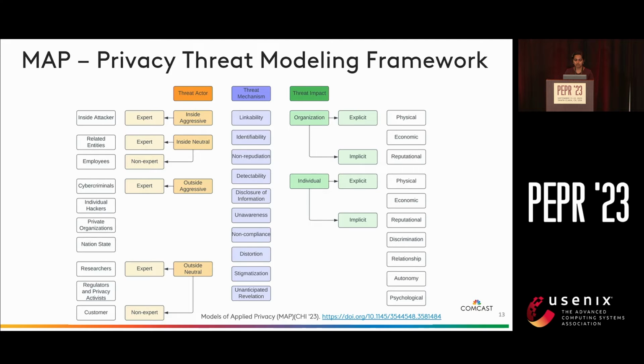So this is what the combined framework looks like. We take a combination of threat actor, mechanism, and impact to come up with a finding. For example, a related entity could have a threat, like an identifiability threat, and cause a corresponding threat impact.